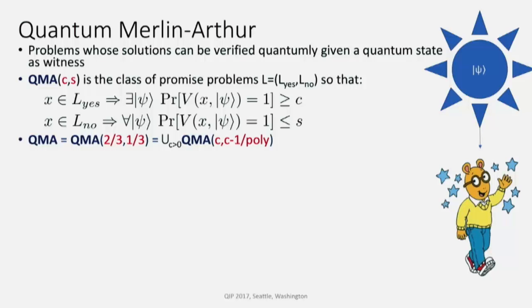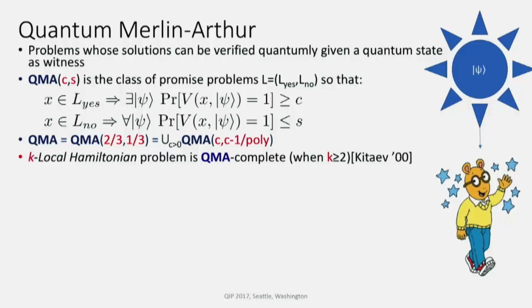So if we say QMA with no other parameterization, we're talking about QMA with bounded error, so completeness 2/3, soundness 1/3. And we know from our amplification results that we get the same class as long as the completeness minus soundness, the so-called promise gap, is bounded by an inverse polynomial. So we'd get the same bounded error class.